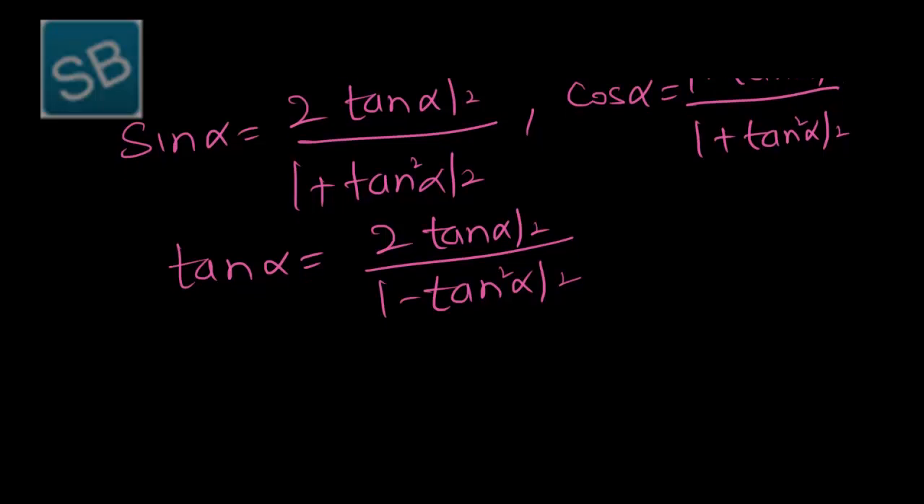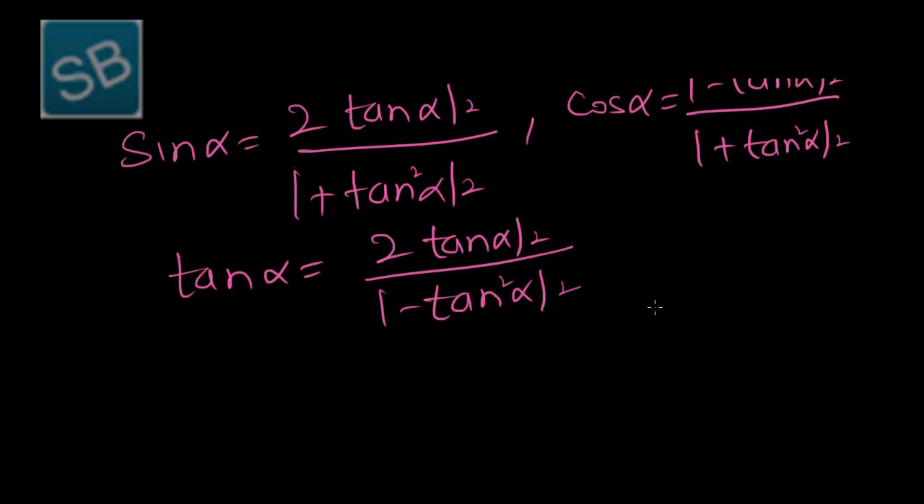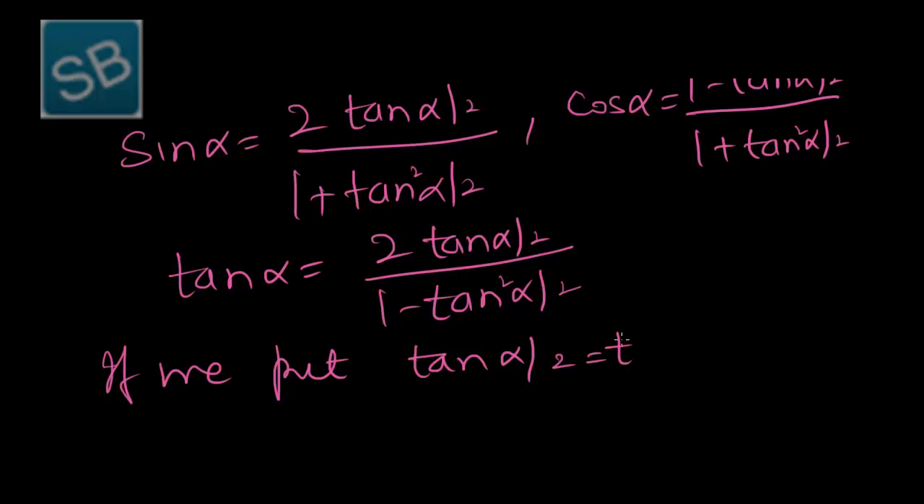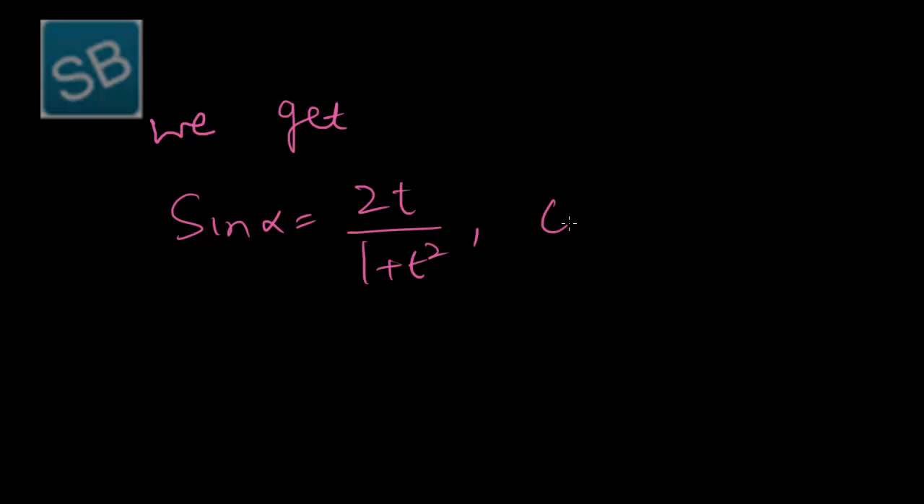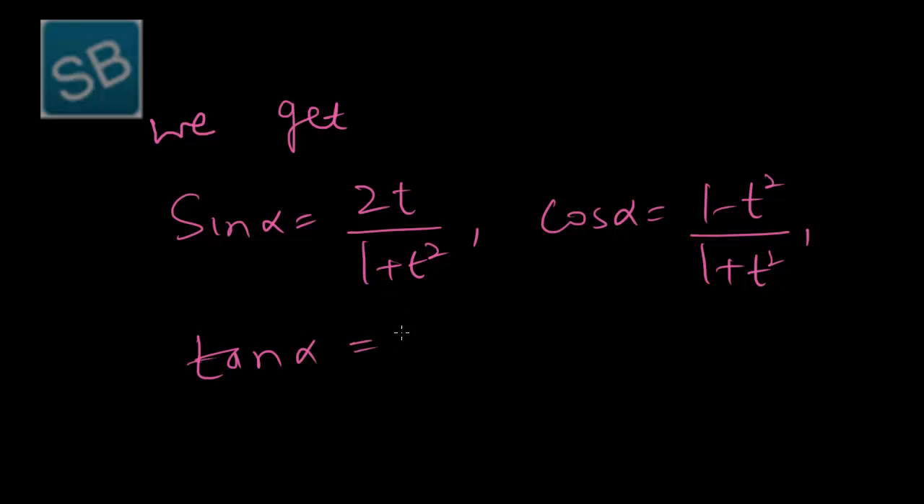While using such formulas in the indefinite integral, as we have already done, that will be done in the next semester. So we will use such formulas there, and also there we will replace, that is, if we put tan alpha by 2 equal to t, then we get sin alpha is equal to 2t over 1 plus t square, cos alpha is equal to 1 minus t square over 1 plus t square, and tan alpha is equal to 2t over 1 minus t square. These will be very helpful in indefinite and definite integrals, to do such substitution to make the problem very easy.